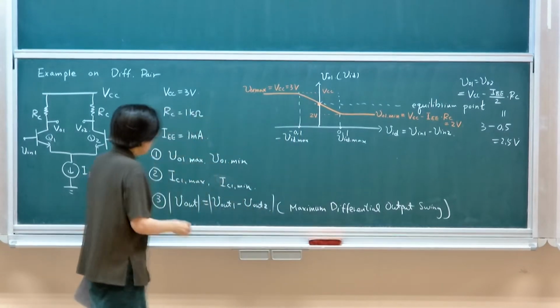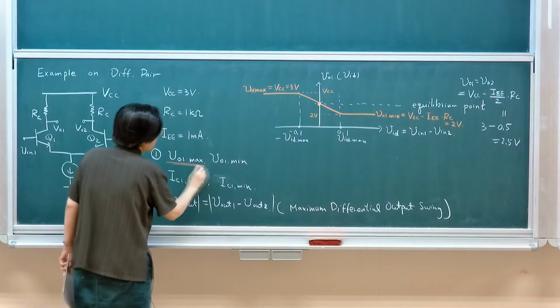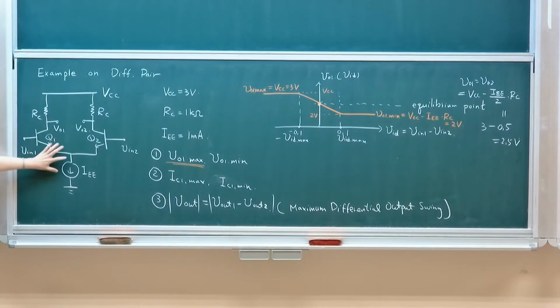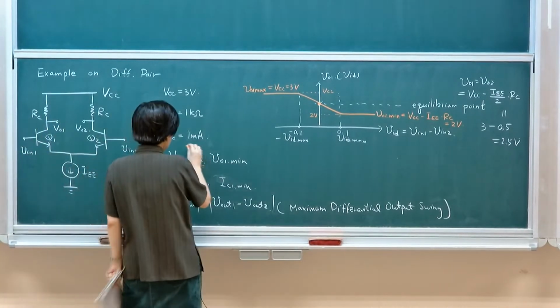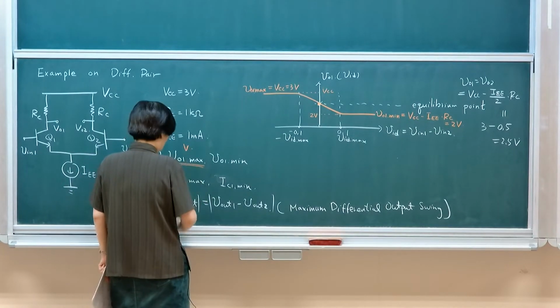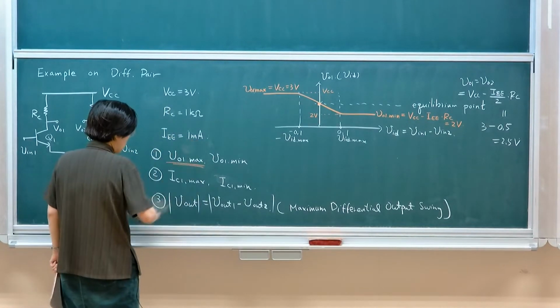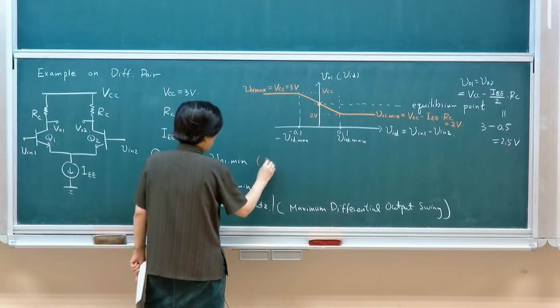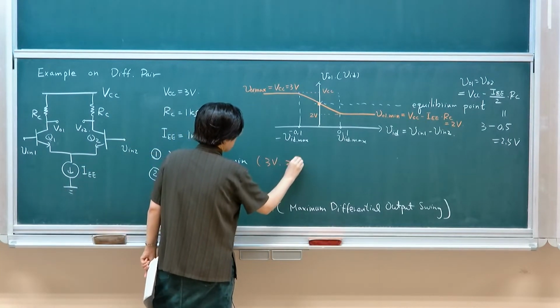So you should know the answer. The maximum level of this point is when this is turned off. Q1 is turned off. There's no current. All the current goes to Q2, so that your highest level is VCC. Okay, so this is VCC. I should say 3 volts. The answer is 3 volts. This is 3 volt and 2 volt.